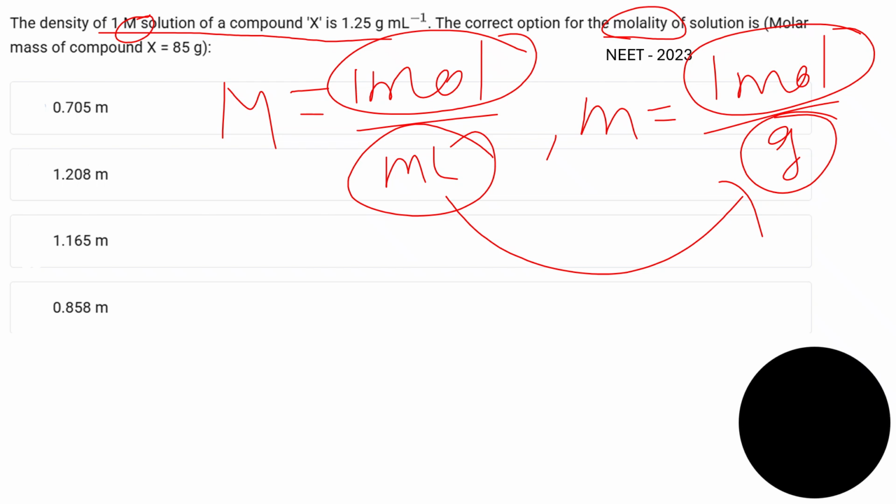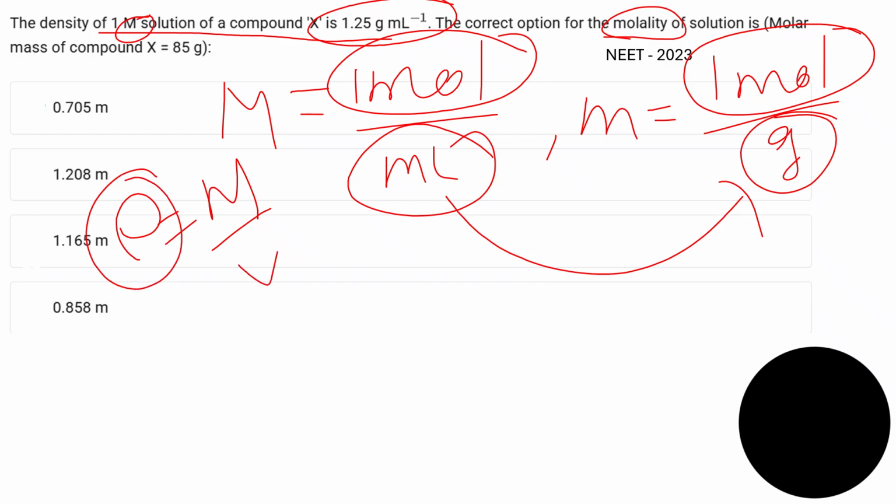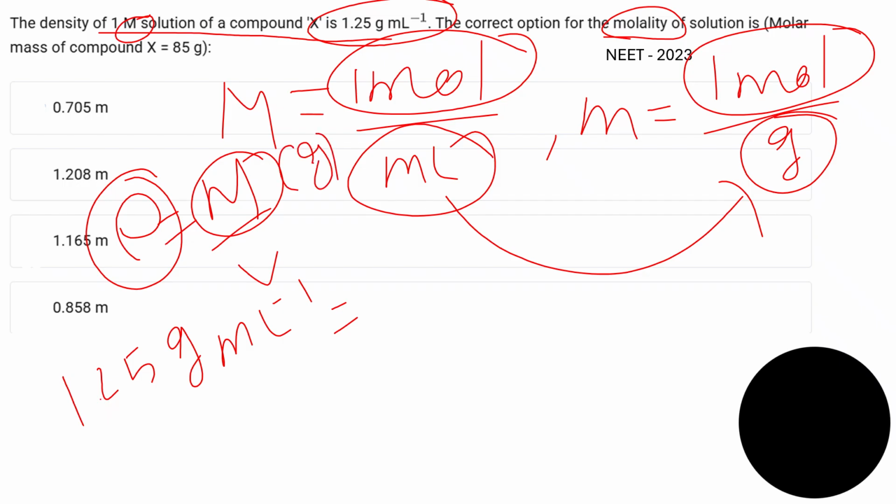In the unit of density, it is gram per ml. So I take this as ml to gram. That's it. Okay. Then how to convert ml to gram? That is only one formula. Rho is equal to m by v. From this we can convert. What is the value of rho? 1.25 gram per ml. What is the unit of m? Gram. What is the unit of volume? It is ml. That's it.